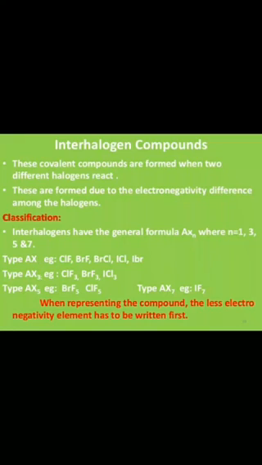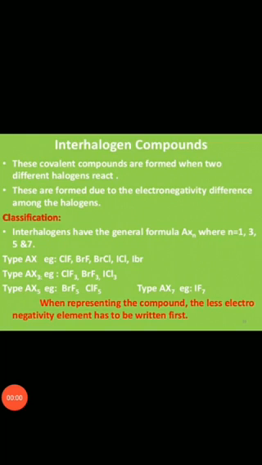Good morning, students. Today we will discuss the interhalogen compounds. Now students, what are these compounds? These are covalent compounds which are formed when two different halogens react. Yes students, two different halogen atoms will react with one another. These are formed due to the electronegativity difference among the halogens. You know that the halogens are electronegative elements, but still there is a difference between all the halogens in terms of electronegativity.